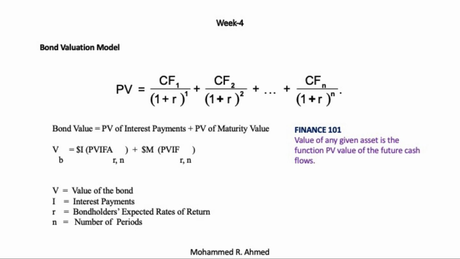So the bond valuation model equals the interest payment times PVIFA at a given interest rate for a number of periods plus the maturity value times PVIF at a given interest rate for a number of periods. The interest rate here is the required rate of return. The required rate of return is determined by looking at the interest rate of similar risk bonds today, and we will use this to discount the future cash flows from the bond. So the bond valuation model simply suggests that the value of any given asset is a function of the present value of the future cash flows.